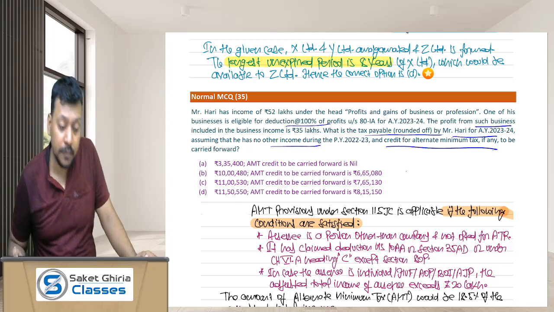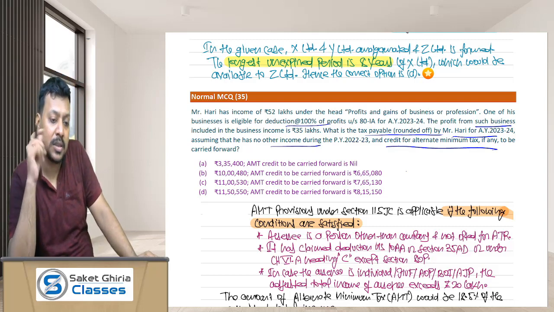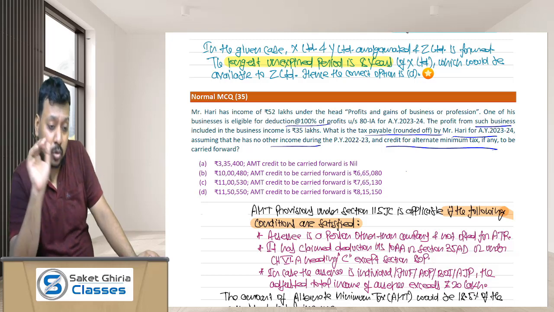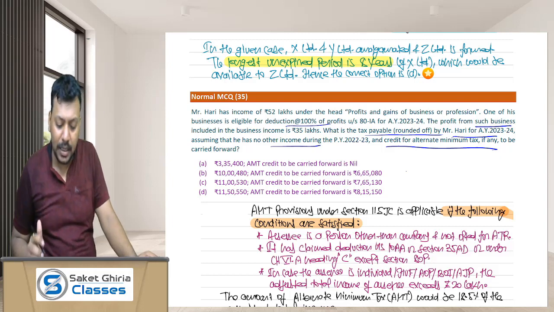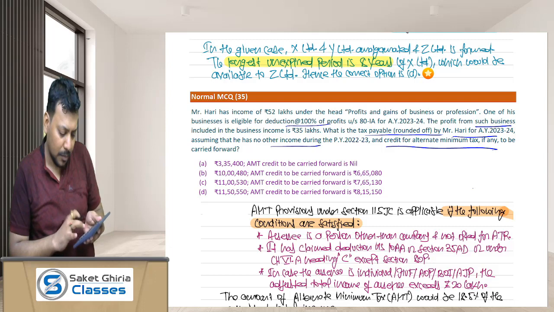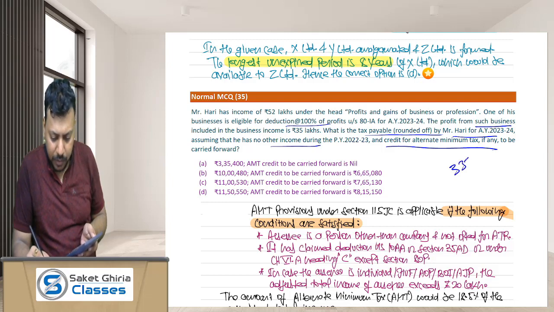Dear friends, if you remember section 115JC, for an assessee other than a corporate assessee, if the assessee has claimed any deduction under Chapter VI-A heading C, 10AA or 35AD, in those cases AMT is applicable at the rate of 18.5% of the adjusted total income. So tax payable by Mr. Hari as per normal provisions of the Act on 17 lakh is 3 lakh 35,400.